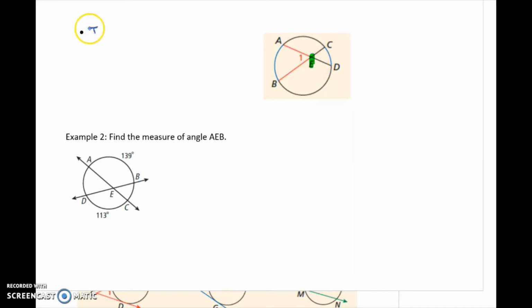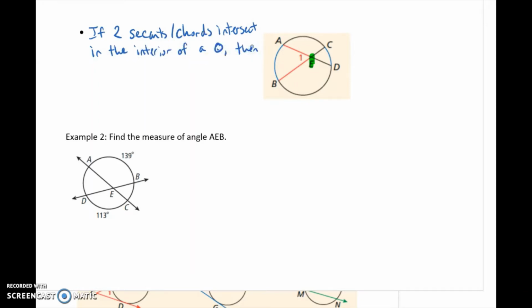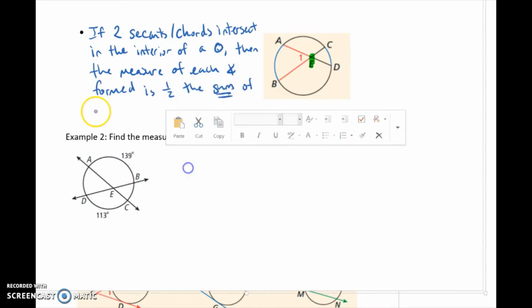So this theorem says if two secants or chords intersect in the interior of a circle, then the measure of each angle formed is 1/2 the sum of the intercepted arcs.